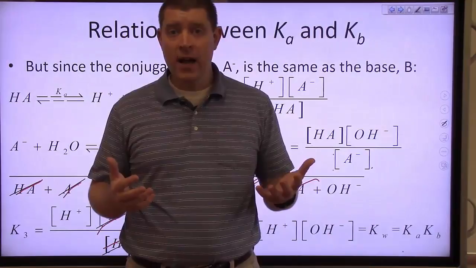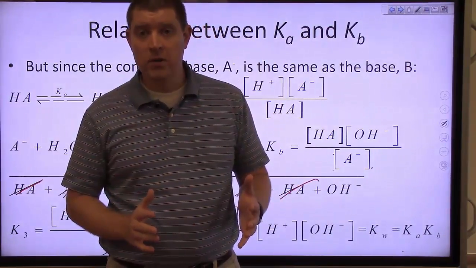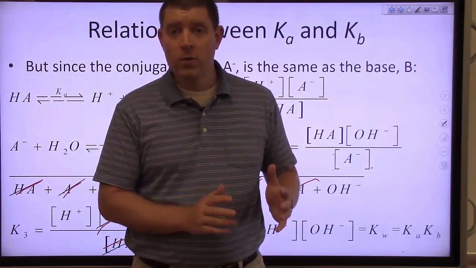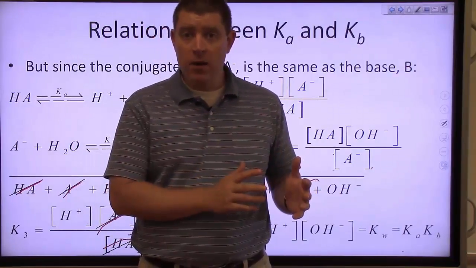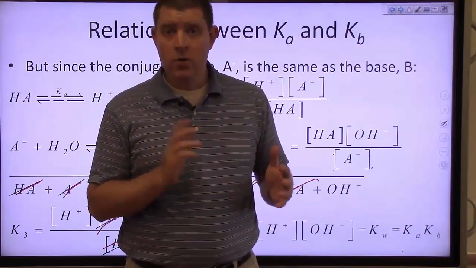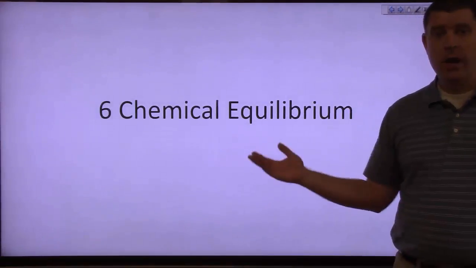So we don't need to have a value of the acid dissociation constants for all of our acids, and a separate table for the Kb values for all of our bases. All we need to do is list the Ka values for the acids, and if you want to find the Kb value, you just need to look up the Ka value for its conjugate acid, do this calculation, and you'll know what your Kb value is. And that was chemical equilibrium.